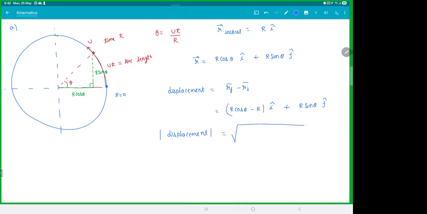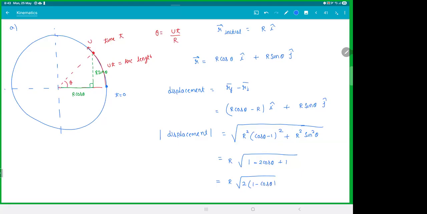It will be root over square of this. That will be r square into (cos theta minus 1) whole square plus r square sine square theta. R comes out of the root. Inside you have cos square theta plus sine square theta. That becomes 1. This is minus 2 cos theta. And that becomes plus 1. I skipped a step, so please check it out. That will give you 1 plus 1, that is 2, minus 2 cos theta. That is r into root over 2 into (1 minus cos theta).